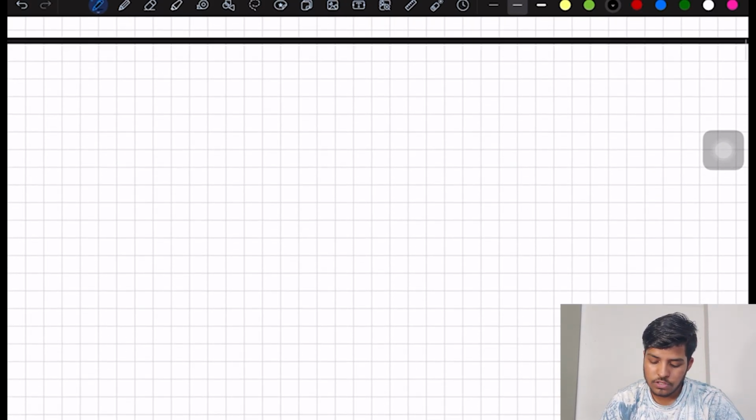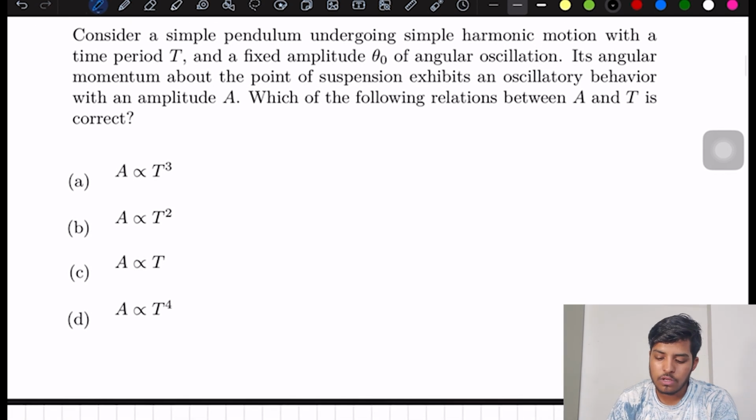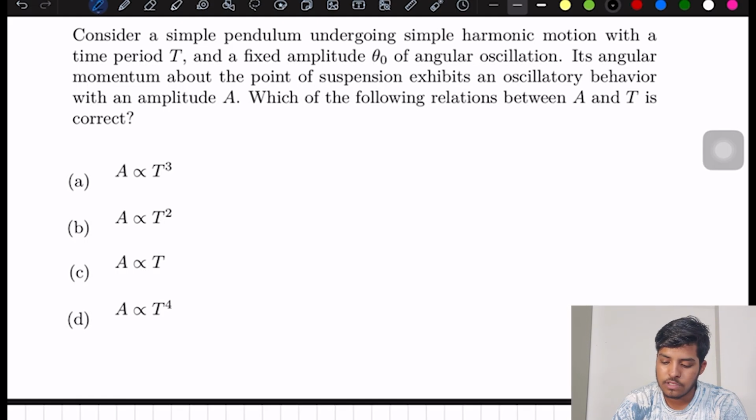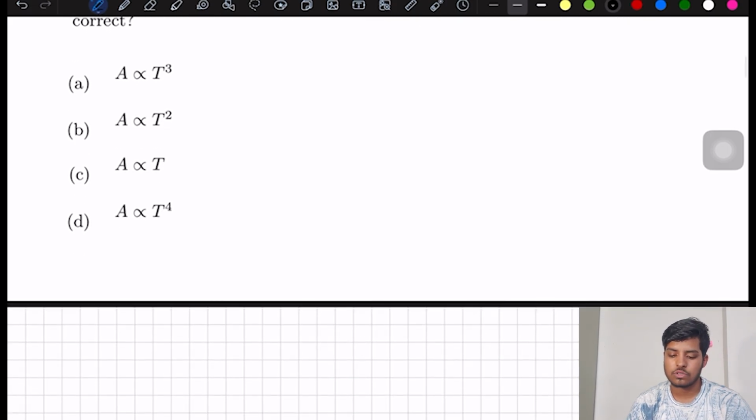So the next question is: consider a simple pendulum undergoing simple harmonic motion with a time period T and a fixed amplitude theta naught of angular oscillation. Its angular momentum about the fixed point of suspension exhibits an oscillatory behavior with an amplitude A. Which of the following relations between A and T is correct? So it's quite an easy question on simple harmonic motion.